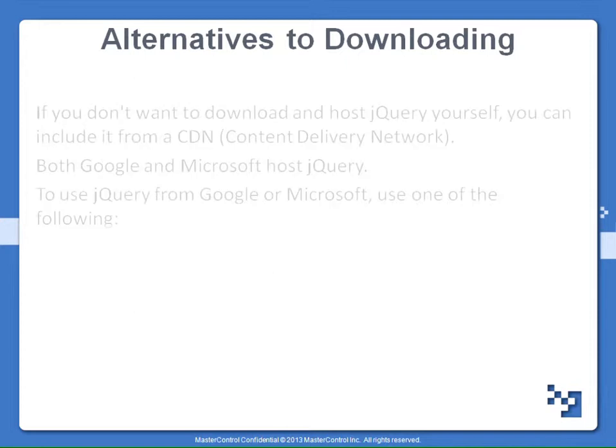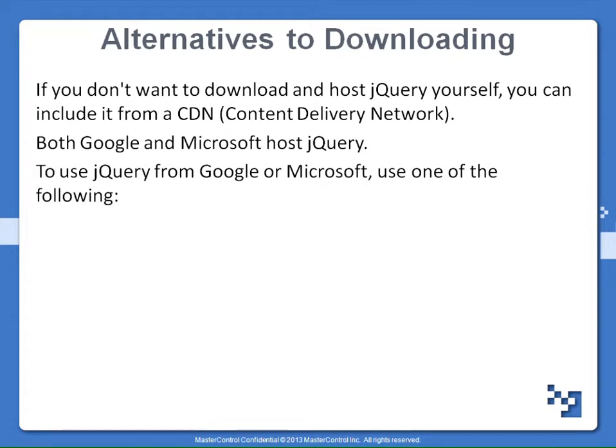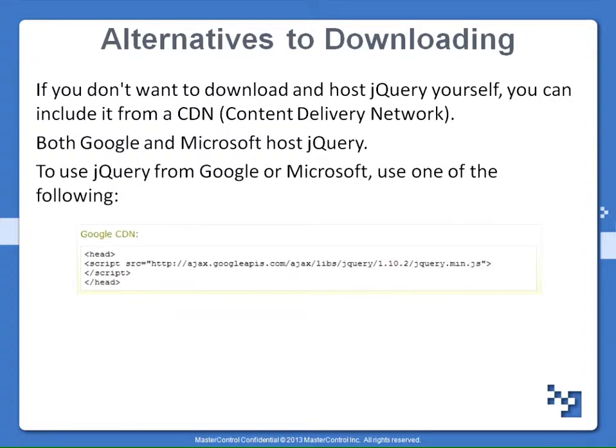Alternatives to downloading. If you don't want to download and host the jQuery yourself, you can link directly to the jQuery library through what's called a content delivery network. Google and Microsoft have them. Basically the difference is that your source, instead of pointing to a local file, points to a URL that points to a specific version of the library. And you can get this from jQuery.com as well.